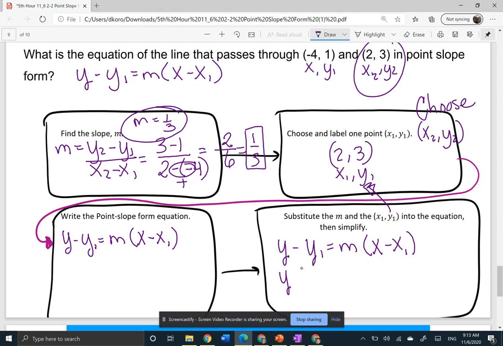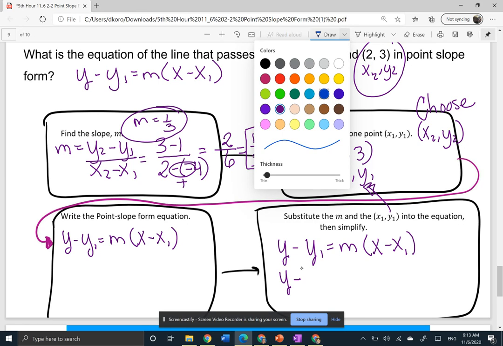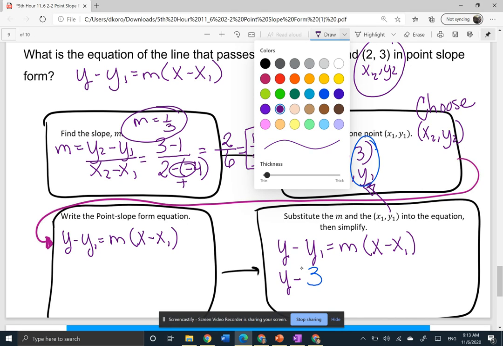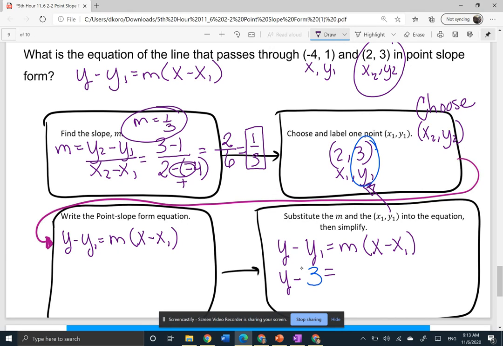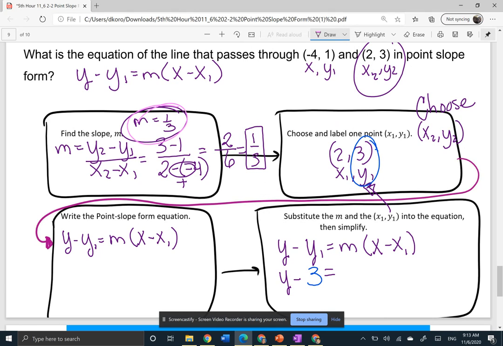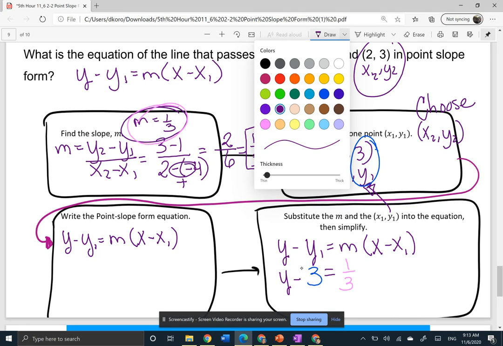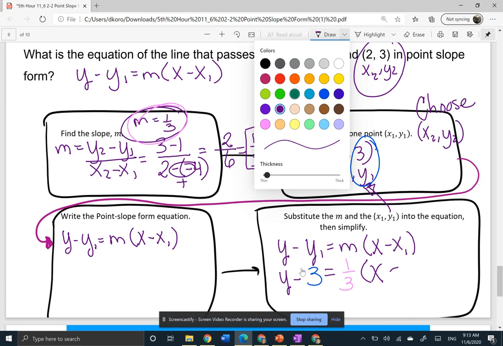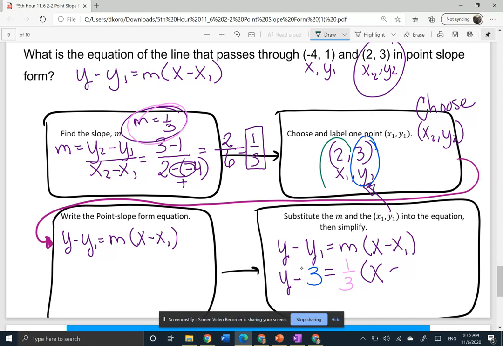So I'm going to get y minus y1 is 3. So I'm not sure if the colors help or not. So let's do that. So y1 is 3. It's equal to m, which is 1/3. And then x minus x1, which is 2.